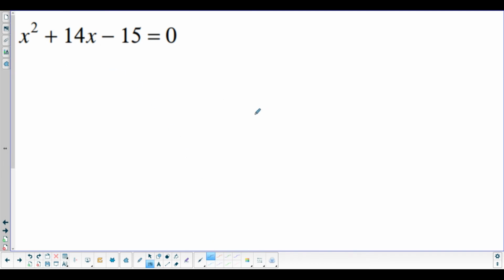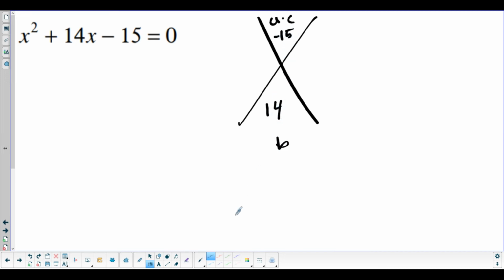All right. So this one. Let's try and factor it just right off the rip. If I say a times c and b on the bottom, that means I get negative 15 here and 14 here. That means I can just notice that it's positive 15x and negative 1x, because those multiply to negative 15 and add to 14.